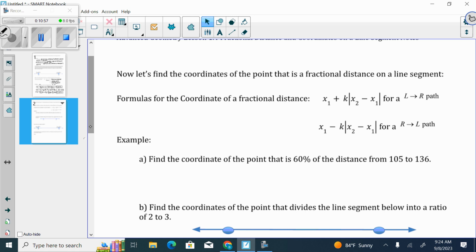All right? So the formula, if you notice, is the same formula as it was for fractional distance with this little extra part right here in front. Either x1 plus that formula or x1 minus that formula. And that will be determined by whether you're traveling from left to right or right to left.